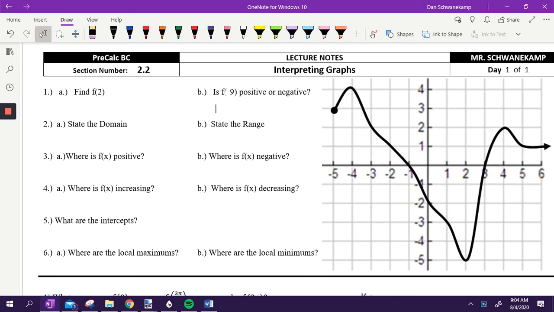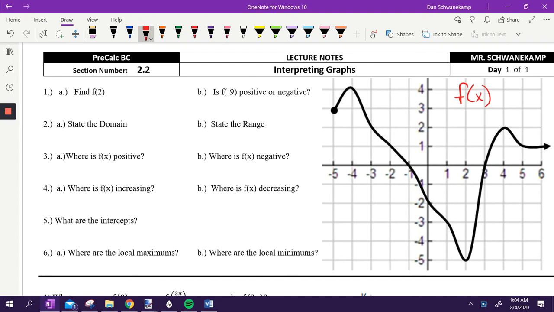All right. First thing I would say is I did a bad job of labeling this graph. This is a graph of f of x. When we get to calculus, they will always tell you the name of that graph, and it's very important that you identify what it is. Otherwise, you might get thrown off. Question A asks you to find f of 2.